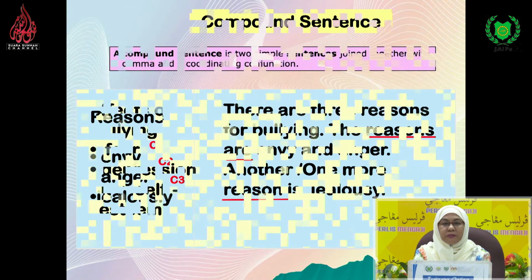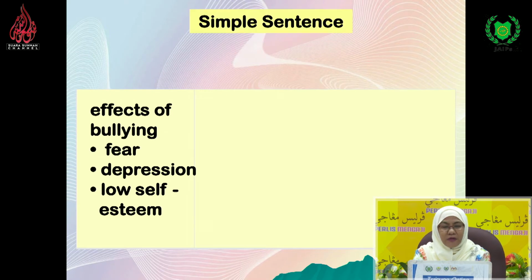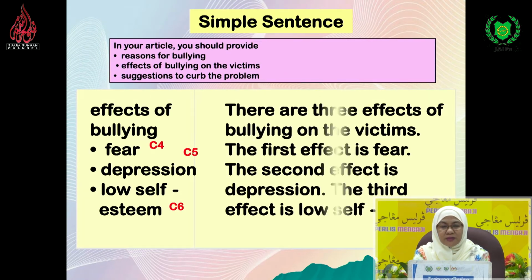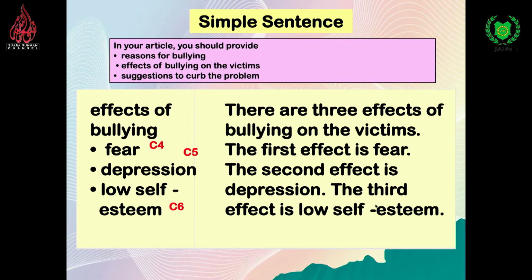So 3 marks. Now let's go to the 3rd paragraph. That is the effects of bullying. Now, what are the effects of bullying? We have fear, depression, and low self-esteem. Same situation. So we have point 4, 5, and 6. So again, we are using there are. There are 3 effects of bullying on the victims. Same here, the sentence from the situation. The first effect is fear. The second effect is depression. The third effect is low self-esteem. So using simple sentences and using connectors like first, second, and third.